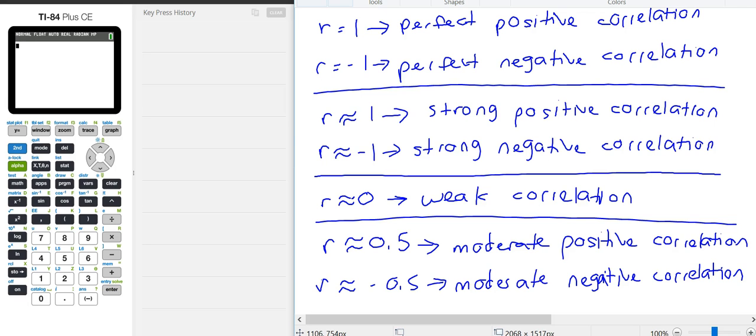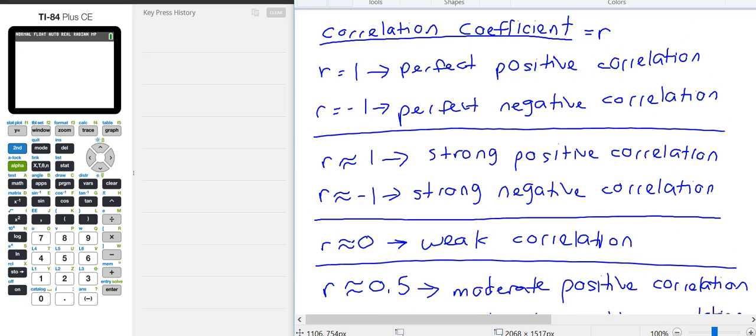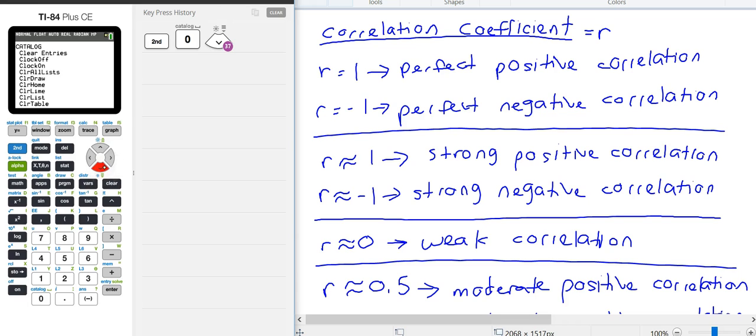So in order to have the calculator calculate for us the correlation coefficient, we're going to have to turn the diagnostics on. So we're going to press second 0 to go into the catalog, and we're going to have to scroll all the way down to diagnostics on. When you see diagnostics on, you're going to press enter, and then press enter again. That's all there is to turning on the diagnostics. Now your diagnostics are on.